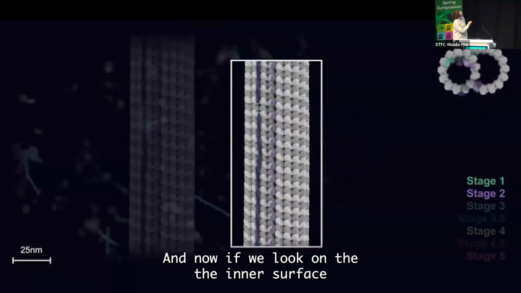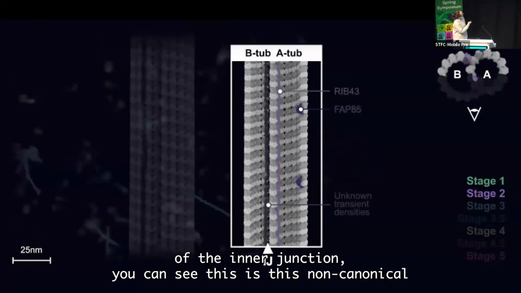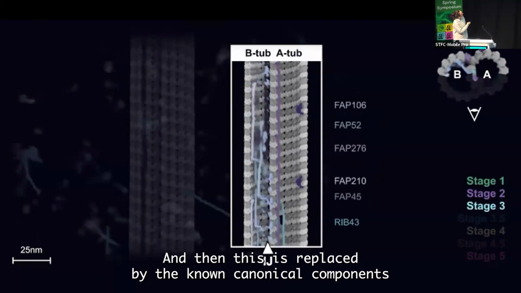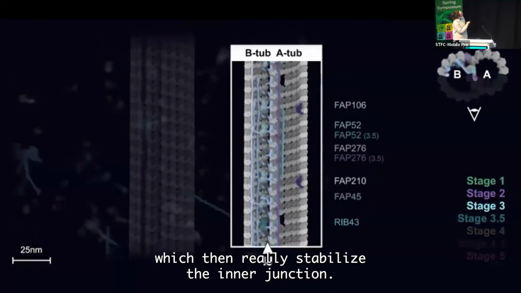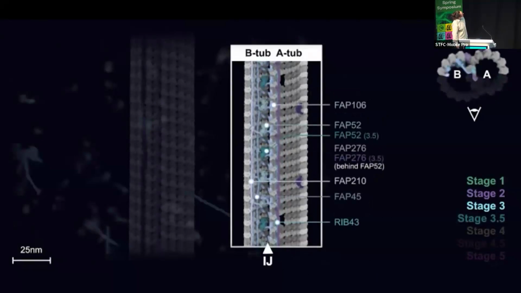And now if we look on the inner surface of the inner junction, you can see this non-canonical intermediate structure, which is present only for a short amount of time. And then this is replaced by the known canonical components, which then really stabilize the inner junction binding of the B-tubule to the A-tubule.